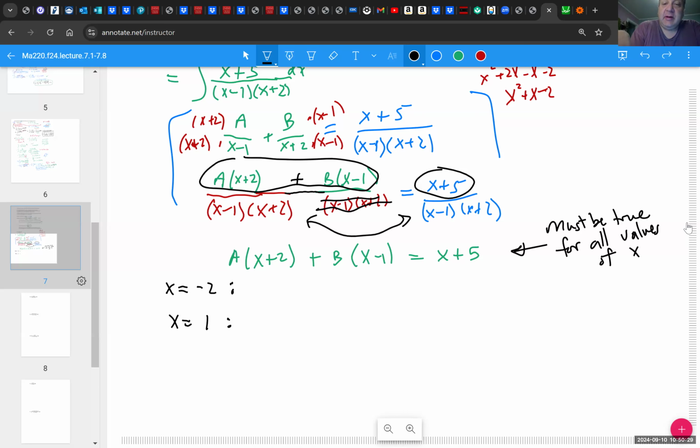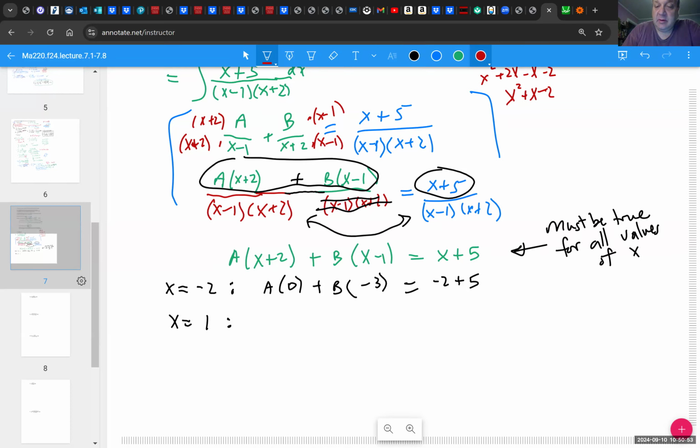So let's go ahead and put in X equals -2. I get A times 0 plus B. Remember, X is -2, so -2 minus 1 is -3. And remember, X is -2, so we get -2 plus 5 on the right-hand side. So that's my equation when I substitute the value X equals -2.